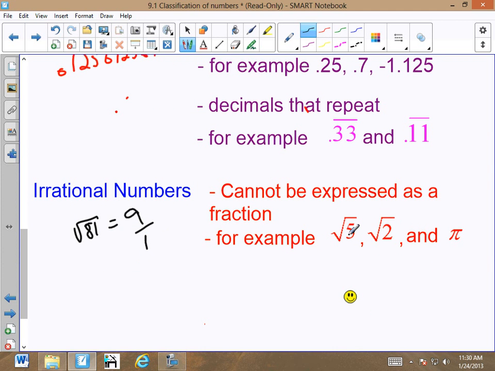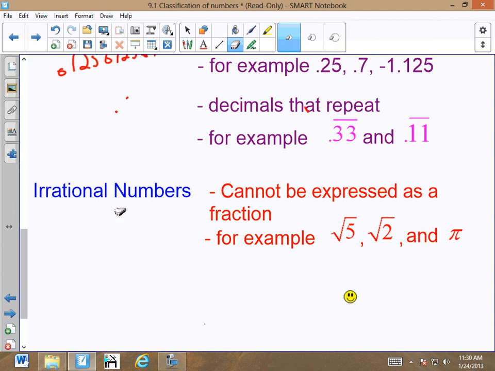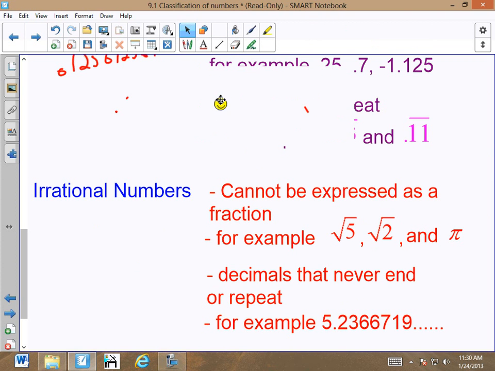However, 5 is not a perfect square. There are not two numbers that can be multiplied together to give you 5. So it cannot be written as a fraction. And it's going to be a decimal that goes on forever and ever, never repeats, never has a pattern. Pi, 3.14, and it goes on forever and ever and ever. Okay? Decimals that never end or repeat are irrational.